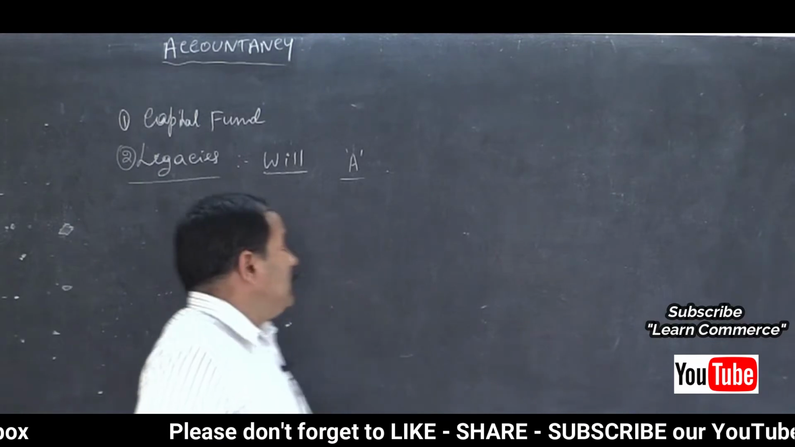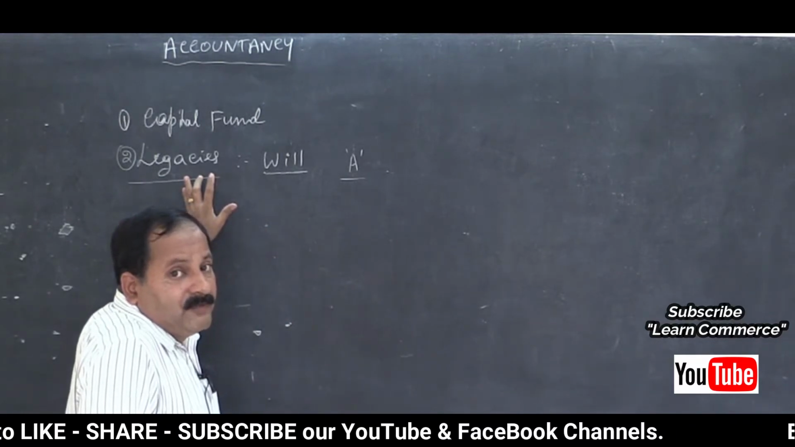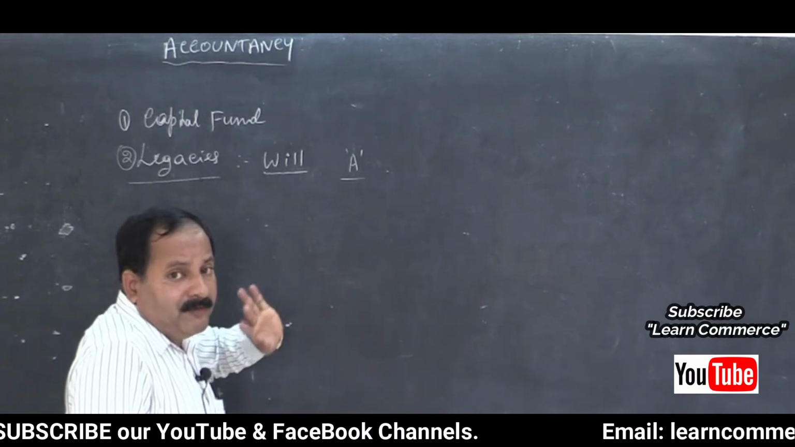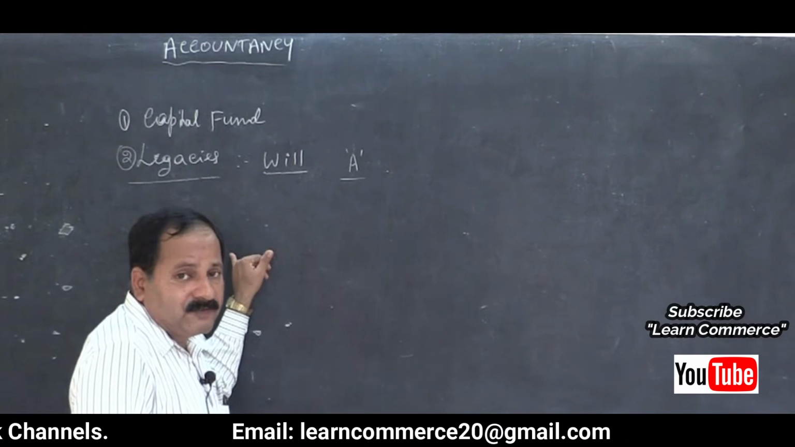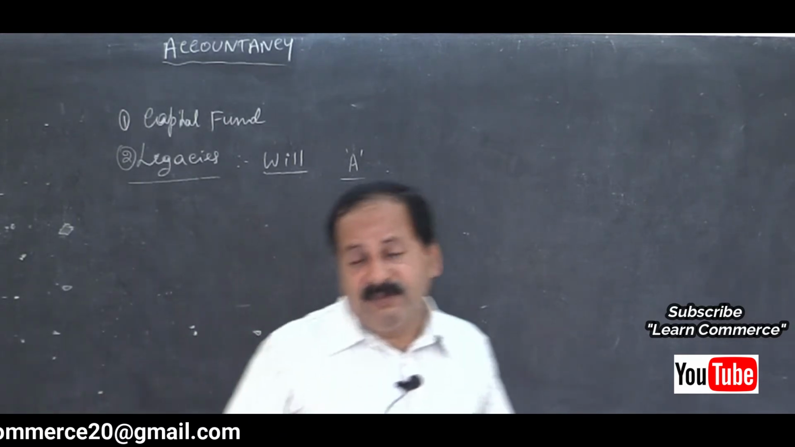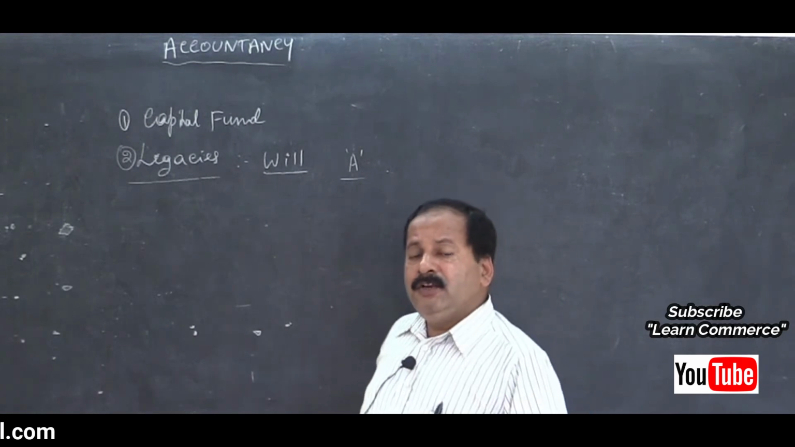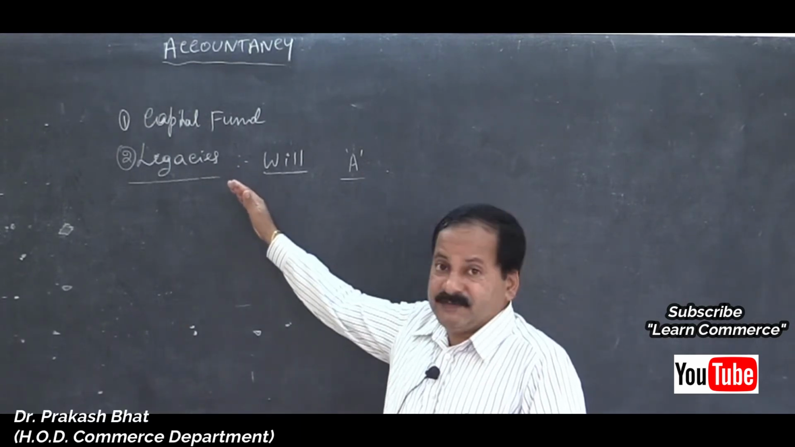That is called legacies. So they are not recurring in nature. Everyone will not donate. One person out of 1,000 or lakh may donate like this. So they are not repetitive in nature, not recurring in nature. So they are capitalized receipts.